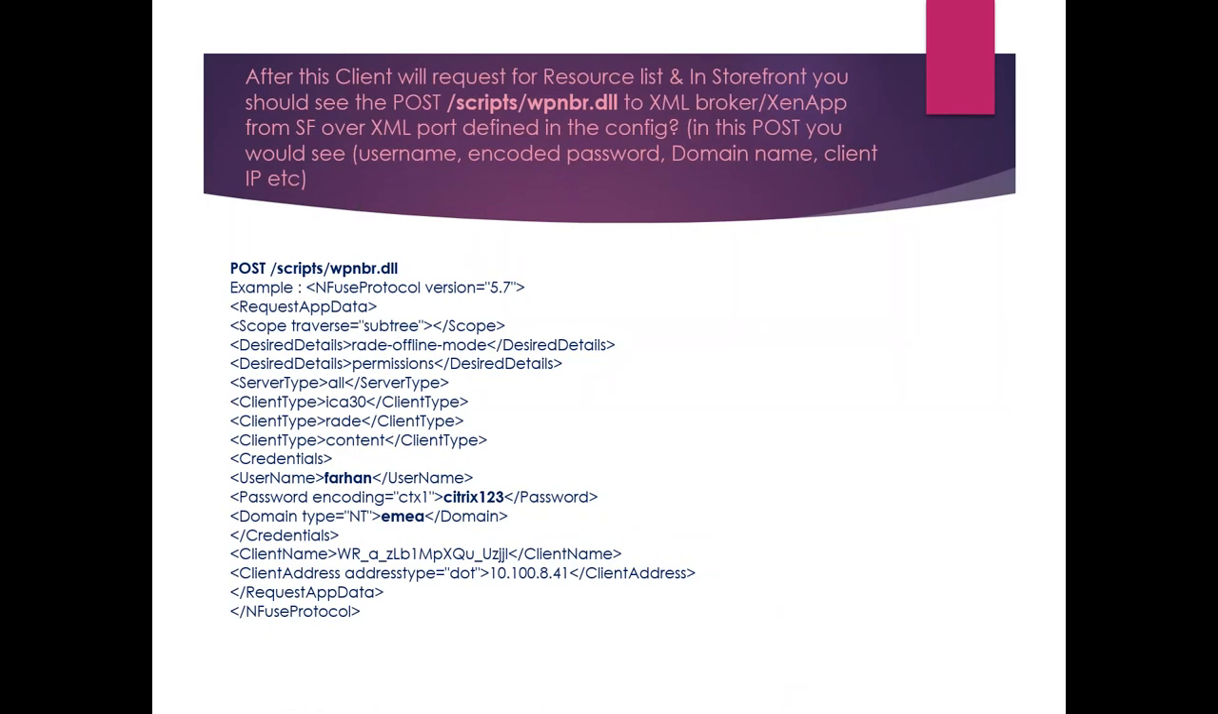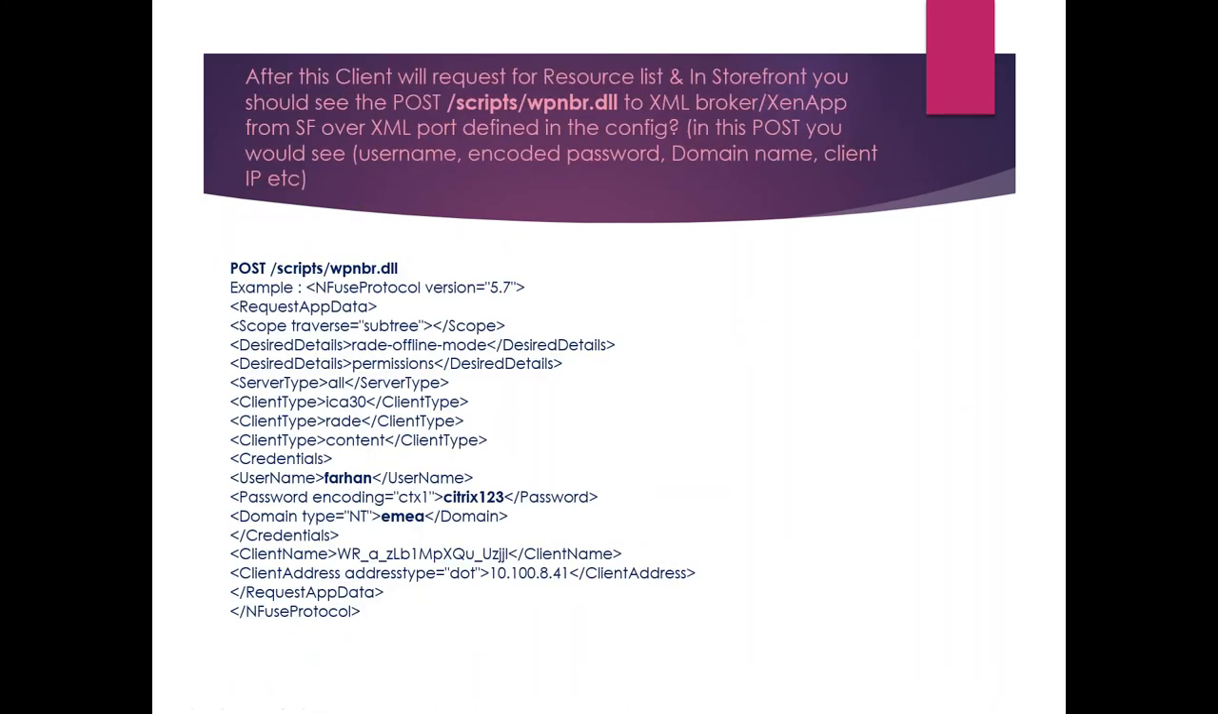Now, once the callback is done and SSO has happened, what happens then? The client will request the resource list, as you see. And now the StoreFront actually contacts the XML broker. Here you see how it contacts: it sends a POST /scripts/wpnbr.dll to the XML broker. And here you can see it actually sent my username Farhan Citrix123, my domain, and the rest of the things.